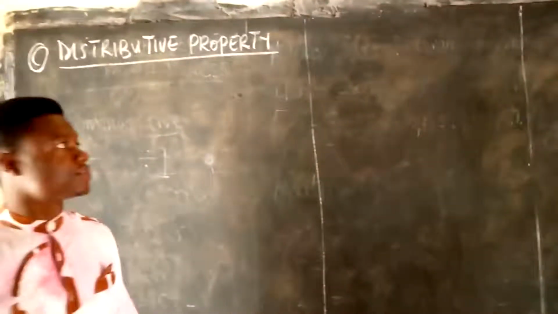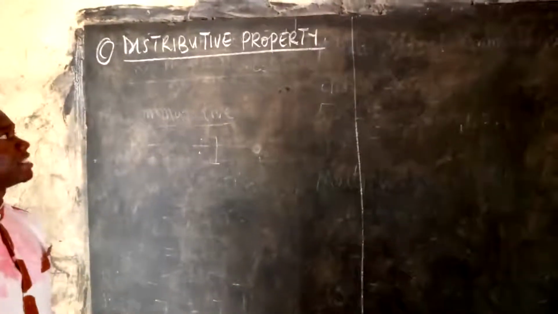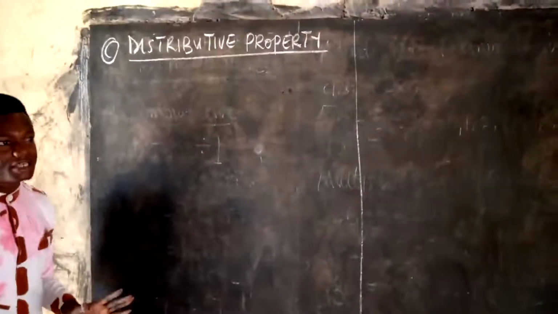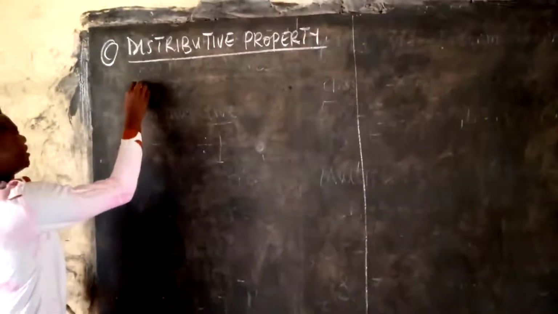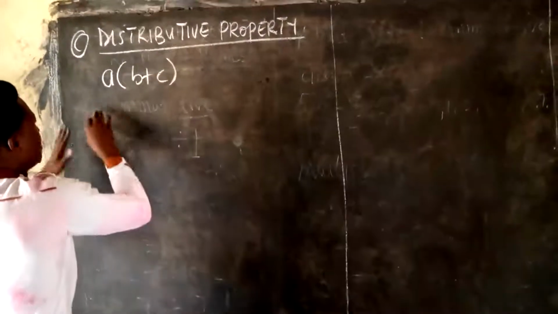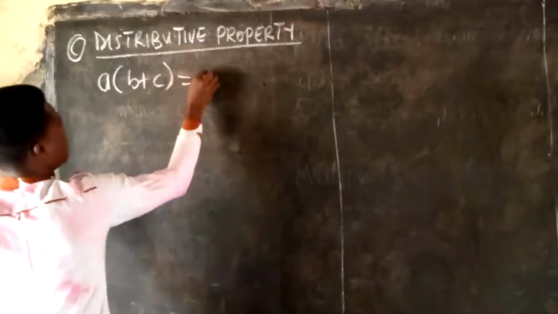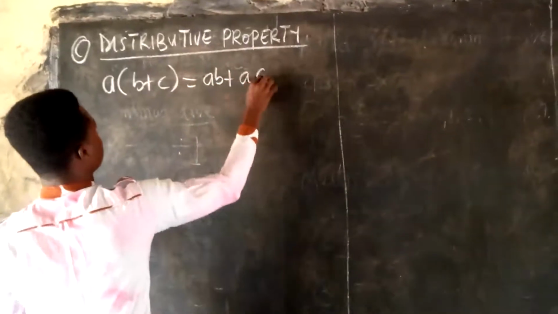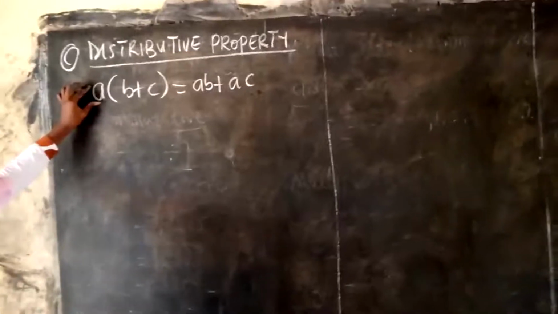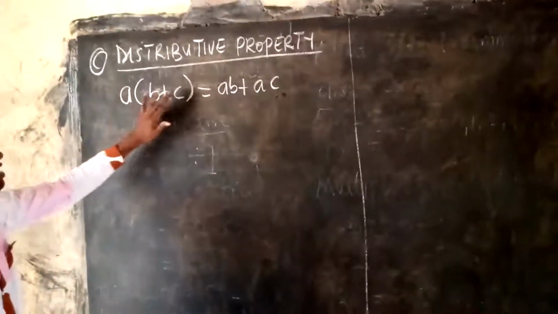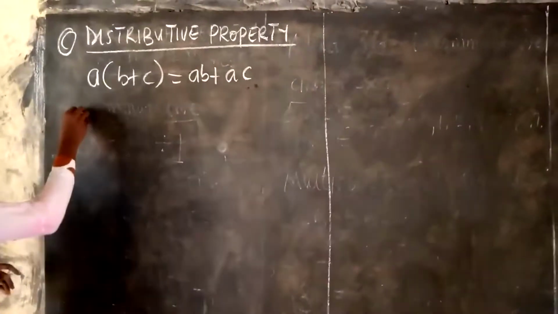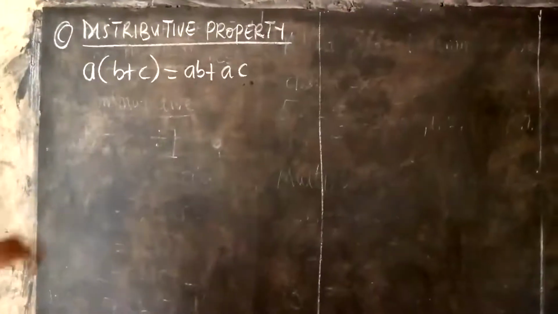Alright, so we are finishing on the properties, and then the last one is the distributive property. With the distributive property, we normally use, let's say, A(B plus C), and then if you expand this bracket we get AB plus AC. This is what we call a distributive property because we've been able to distribute A over B and A over C. So we say that in conclusion for the distributive property, multiplication is distributive over addition.